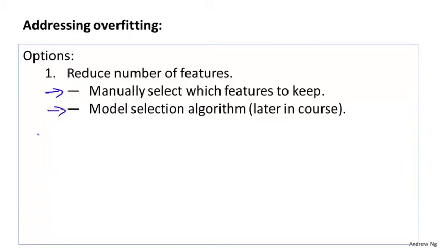Later in this class, we'll also talk about model selection algorithms, which are algorithms for automatically deciding which features to keep and which features to throw out. This idea of reducing the number of features can work well and can reduce overfitting. And when we talk about model selection, we'll go into this in much greater depth. But the disadvantage is that by throwing away some of the features, you are also throwing away some of the information you have about the problem. For example, maybe all of those features are actually useful for predicting the price of a house, so maybe we don't actually want to throw some of our features away.